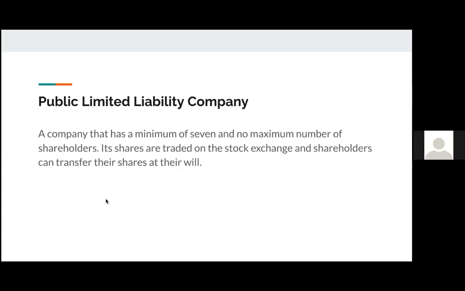Whereas a public limited liability company is different. It's not private, it's public, it's traded on the stock exchange. It has a minimum of 7 and no maximum number of shareholders. So its shares, like I said, are traded on the stock exchange, and shareholders can transfer their shares at will. So think of last time I was talking about MTN and how MTN was issuing shares, right? Anybody can buy MTN shares. I can buy, you can buy. It's a public limited liability company. And all the other owners of MTN shares don't know when other people are buying shares of the company.